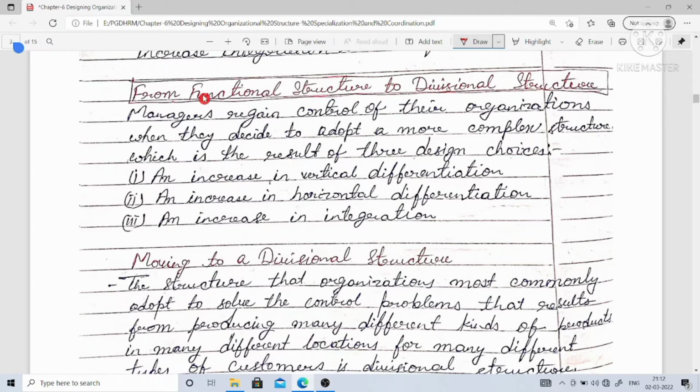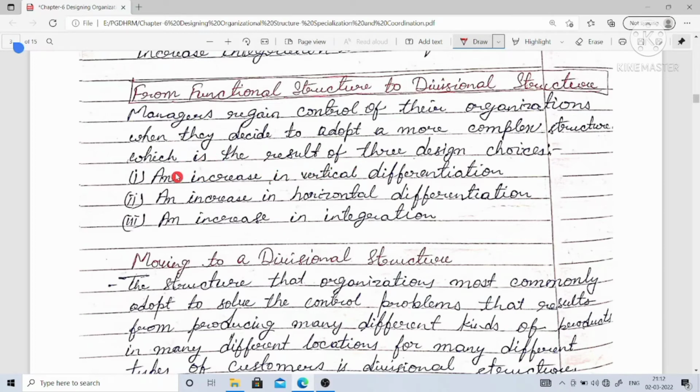Managers regain control of their organizations when they decide to adopt a more complex structure, which is the result of three design choices. So as compared to functional structure, managers choose a more complex structure so that they can regain control of the organization, and that complex structure is the result of three design choices. So what are these three design choices?